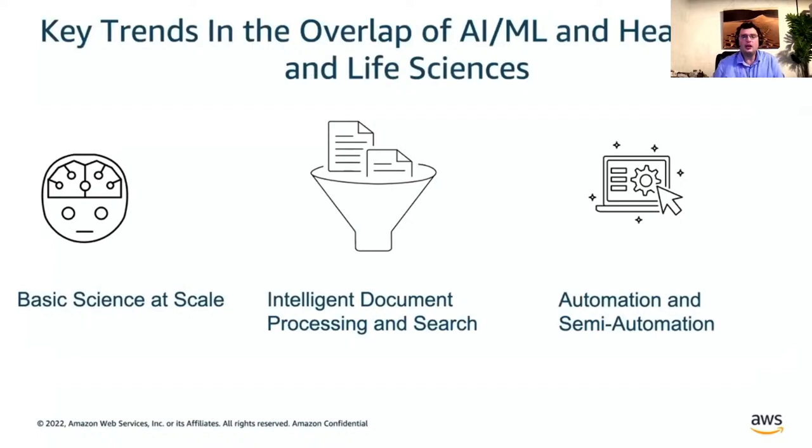So to highlight this, I want to discuss three trends that I have seen in the context of life science customers who are leveraging AWS for machine learning. The three trends that I'm going to discuss are basic science at scale. This is essentially how can pharma companies do their science, including basic research, but at scale using AWS.